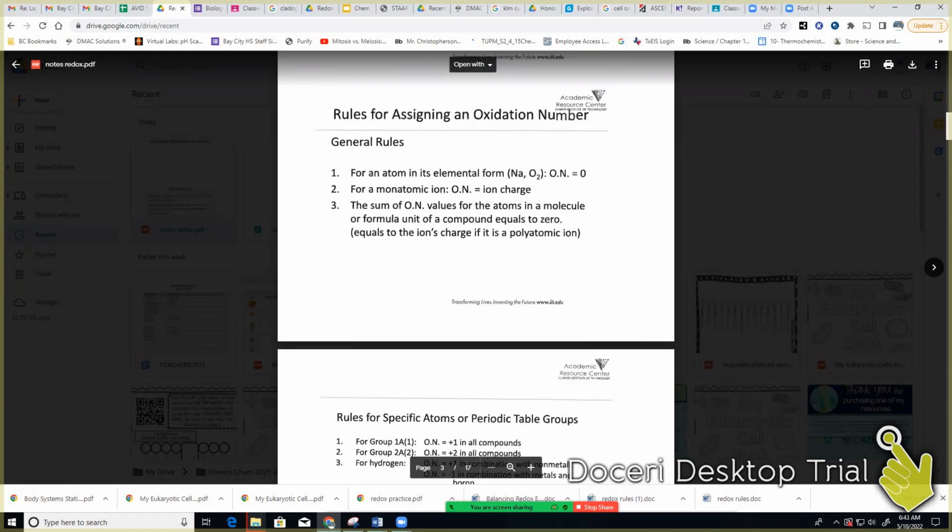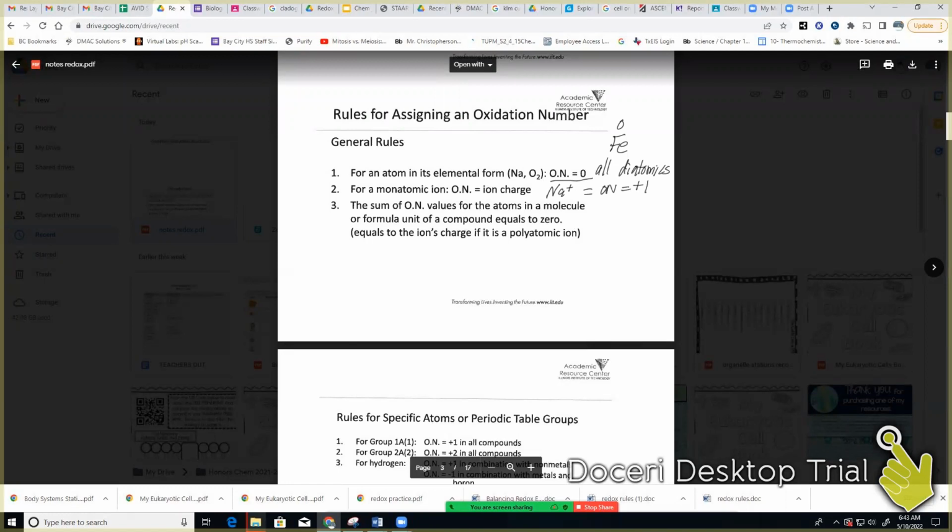For an atom in its elemental form, it has an oxidation number of 0. So this would include all diatomics, like I just showed in that example. If I have Fe, not the Fe ion, if I have Fe, a piece of metal, its oxidation number is 0. For a monoatomic ion, its oxidation number is its charge. So if I have sodium, group 1, sodium ion, its oxidation number is equal to +1.